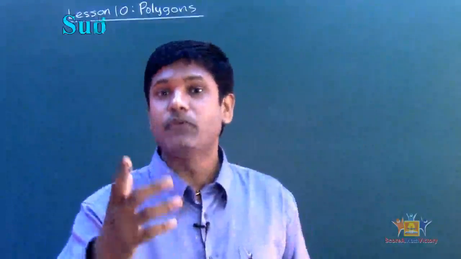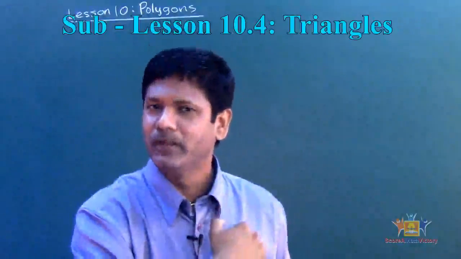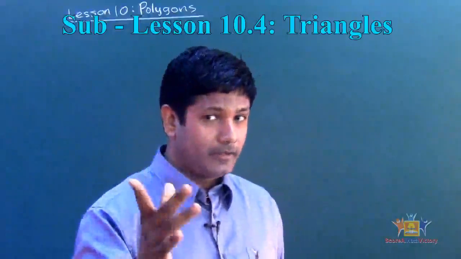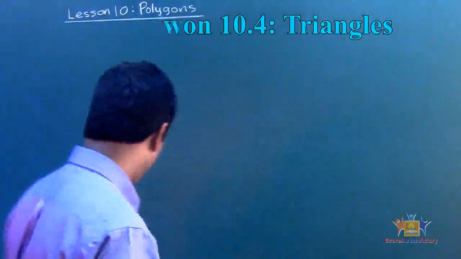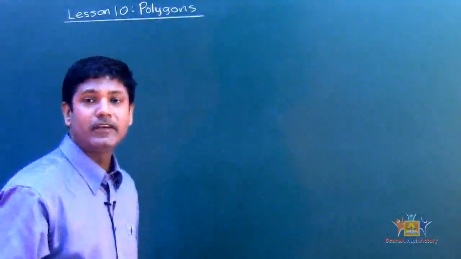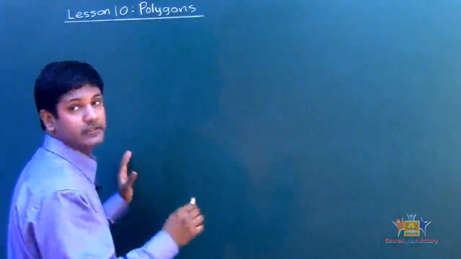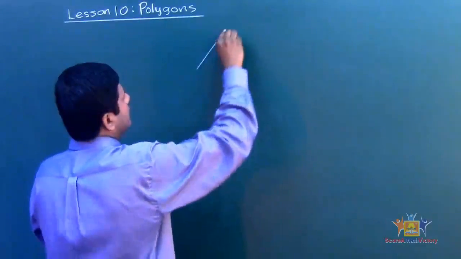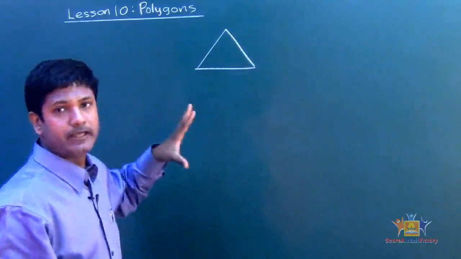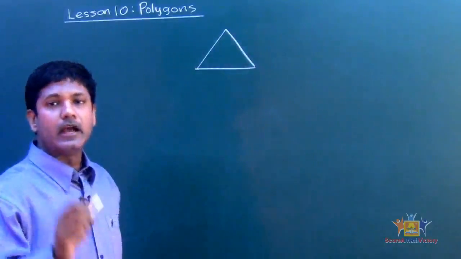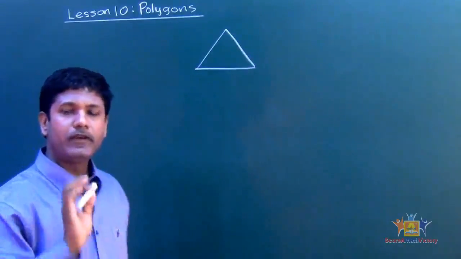In this sub-lesson, we're going to talk about triangles. When I say triangle, how many sides does it have? 3 sides, alright? Let's understand the different types of triangles. First, the triangle means you have 3 sides. Very important, it's a polygon, okay? 3 sides. Now, there is a name for each different triangle.